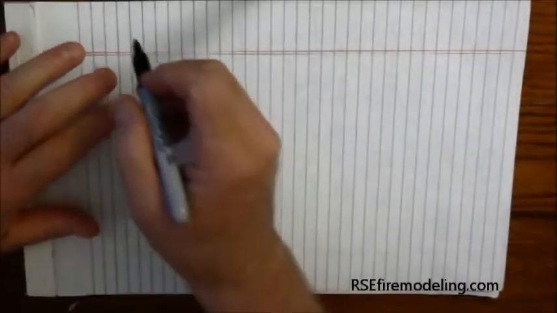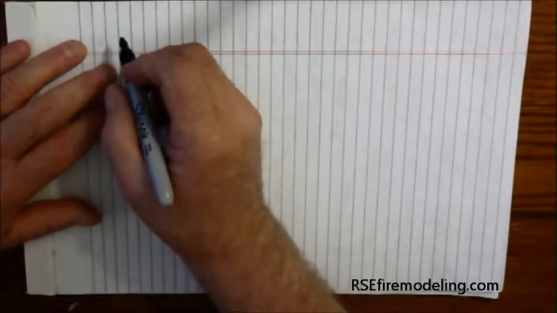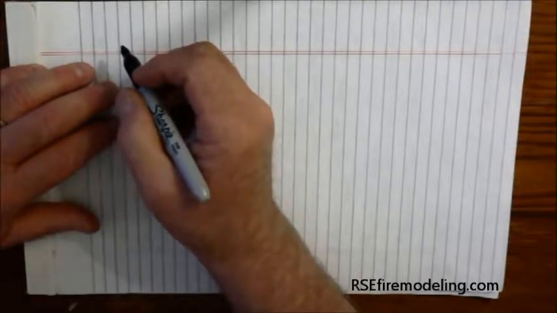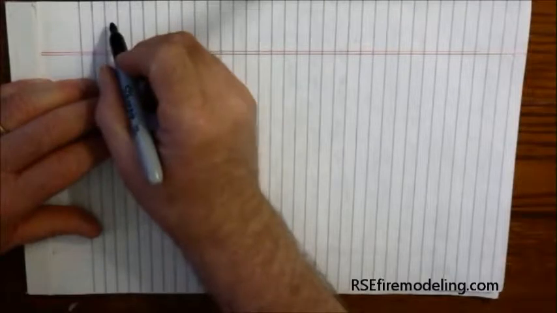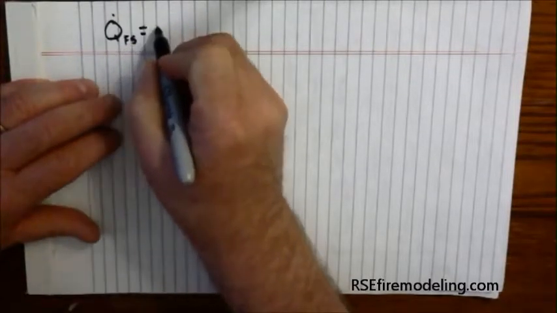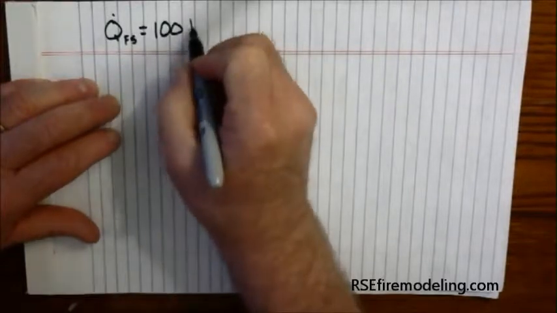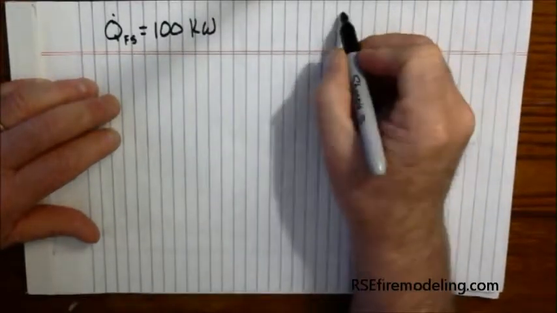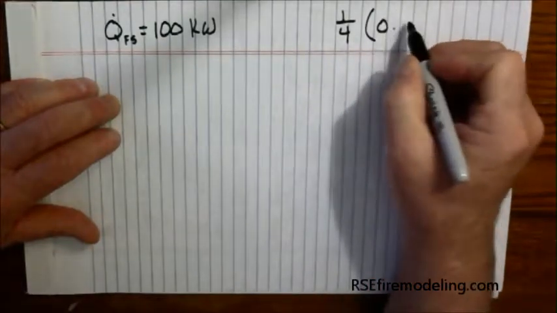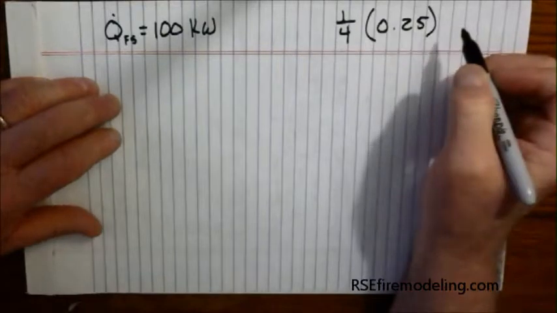In today's video we're going to talk about calculating the heat release rate for the fuel package in our reduced scale enclosure. We're going to start with some assumptions. First, based upon our investigation, the evidence, witness statements, and other information, we've determined that the heat release rate in the full scale enclosure is approximately 100 kilowatts. We also know that we want to build a 1/4 scale, which in decimal form is 0.25.